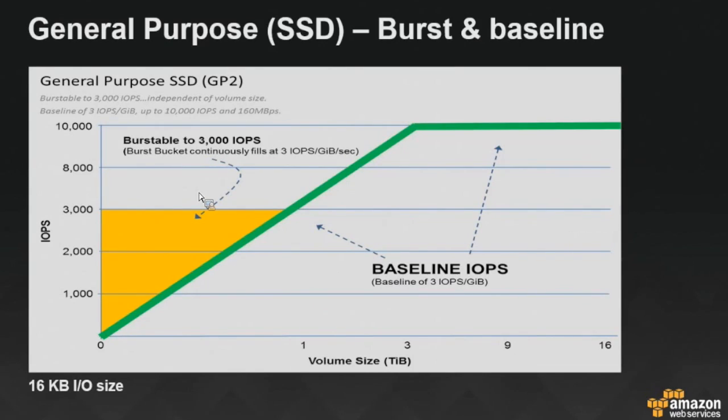To explain the burst bucket a little bit more, we're going to use a graph. The volume size is the x-axis, and the IOPS is the y-axis. As the volume size increases, the baseline IOPS, which is the green line, will continue to grow. Once we cross the 1 terabyte or 1,000 gigabyte size of volume, you'll notice that we actually have a higher baseline than the burst bucket. The burst bucket is in yellow. That's the ability to burst up to 3,000. Above that, the baseline performance exceeds the burst, and so you'll always be able to achieve the baseline performance.